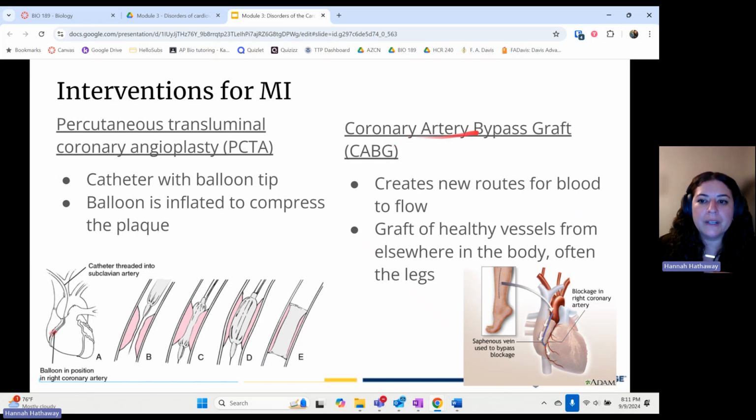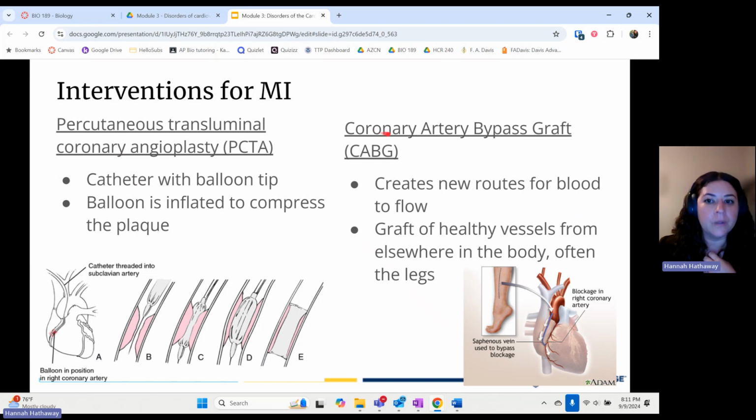The first being a percutaneous transluminal coronary angioplasty, or in other words, you stick a little balloon through the coronary arteries and then pump up the balloon, and it just smooshes that plaque off to the side. So it helps clear through. So that is PTCA for short.